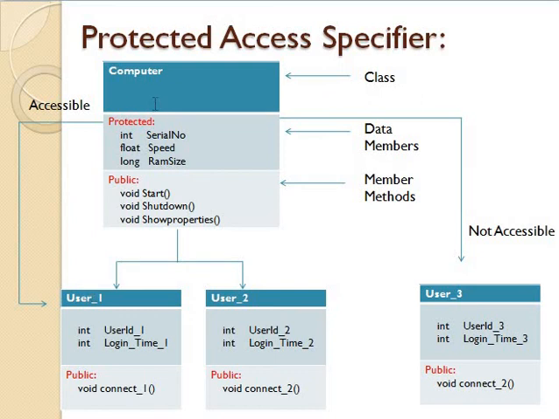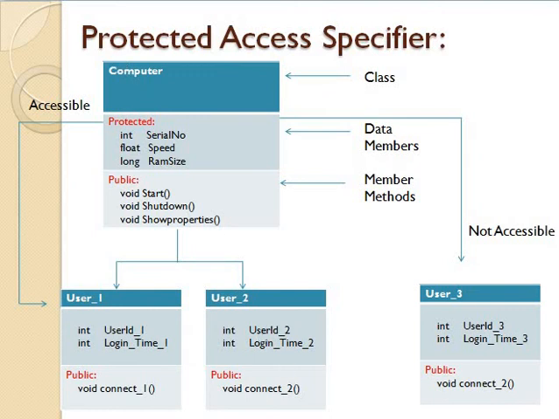So these three classes, computer, user1 and user2, are connected with each other through inheritance. But the class user3 is in no way connected with the classes computer, user1 and user2. This is because the class user3 does not share inheritance characteristics from the classes computer, user1 or user2. In a way, this class user3 is a standalone class, which is in no way connected with these three classes.